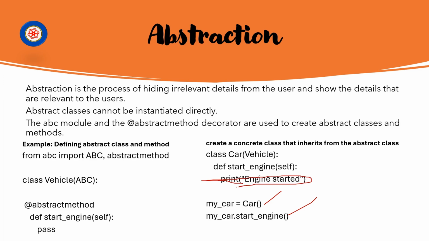To sum up, abstraction helps in managing complexity by hiding irrelevant details and exposing only the necessary parts. Abstract classes in Python, using the ABC module and the abstractmethod decorator, provide a powerful way to implement this concept. Moving on, method overriding.